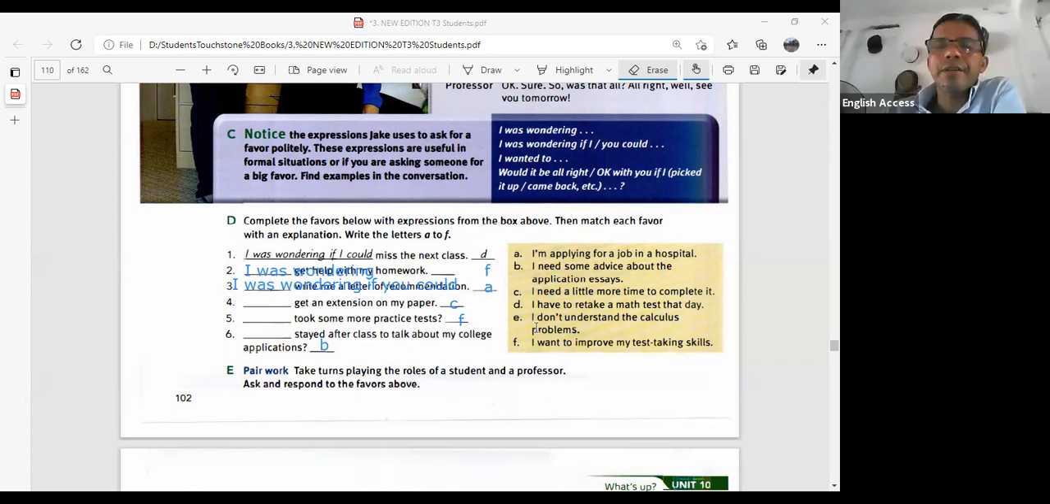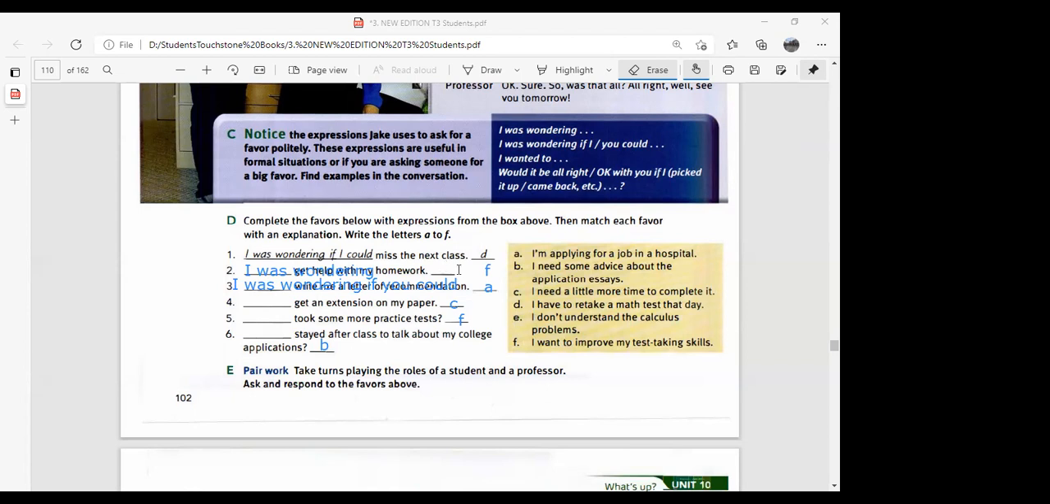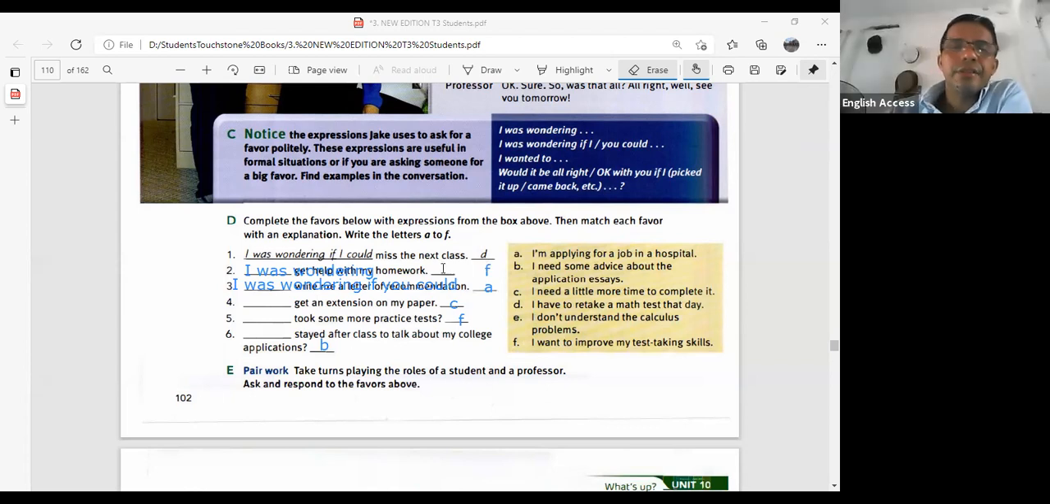So we don't have letter E. In number 2 it is letter E. Yes, that's letter E, of the calculus.